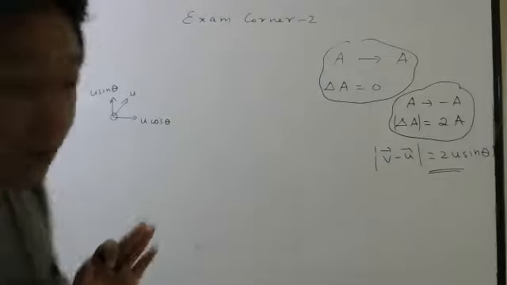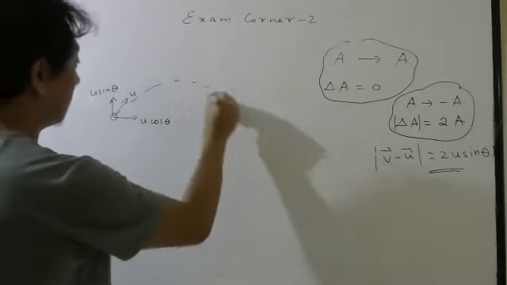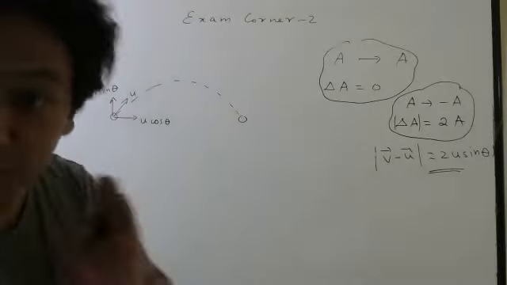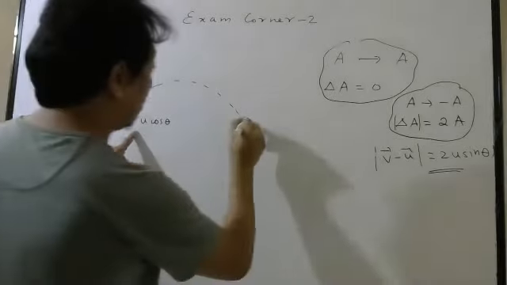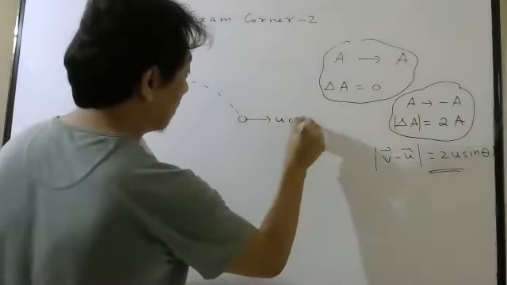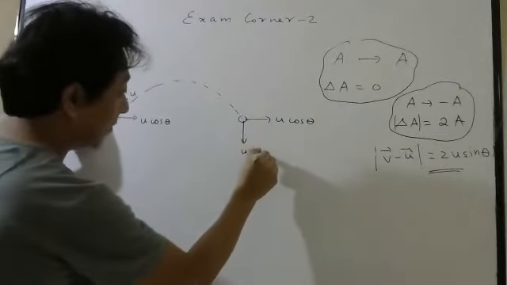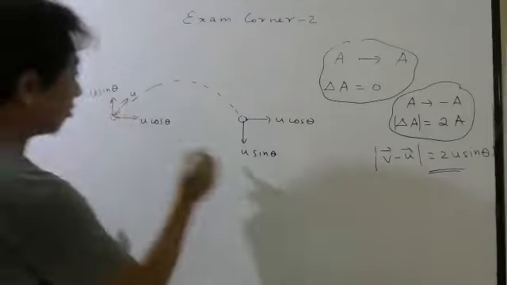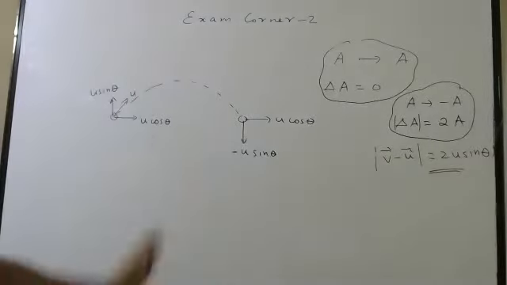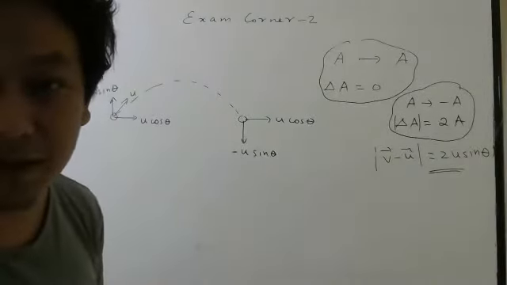Agree or not? Then when it comes here, you know the speed will be the same. So this will be u cos theta. But what about this one? This will become down, u sin theta. But this is opposite to this, so you can write minus. Understood this part?